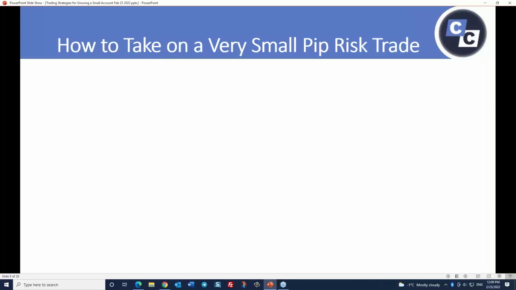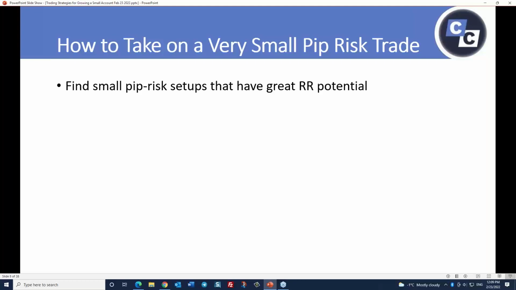So we're going to take a look at some charts now. And remember the formula, let's just recap it. We're looking to find very small pip risk setups to have a nice reward risk profile so that you have a chance to build your account quickly, right? And I'm now going to show you how to get into these small pip risk trades.